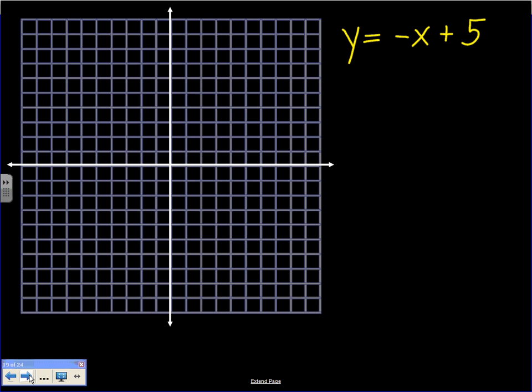This equation here, y equals negative x plus 5. You have to remember that there's the negative 1 there. The invisible 1 is there. So your slope is either negative 1 over 1 or 1 over negative 1. And your y-intercept is a positive 5. So let's plot that positive 5 for your y-intercept. You start at the origin and you count up 1, 2, 3, 4, 5, and you plot your y-intercept.